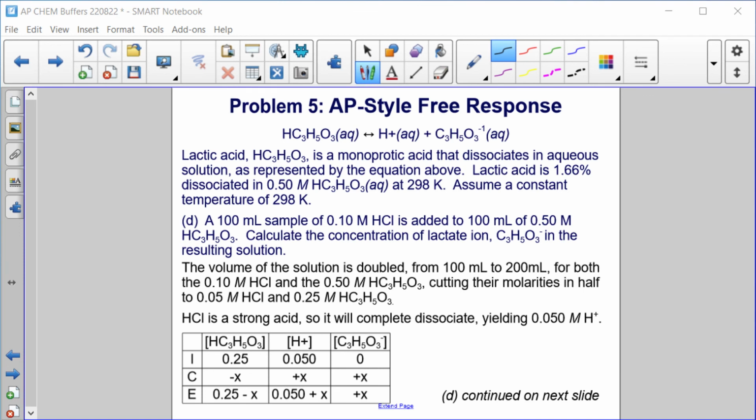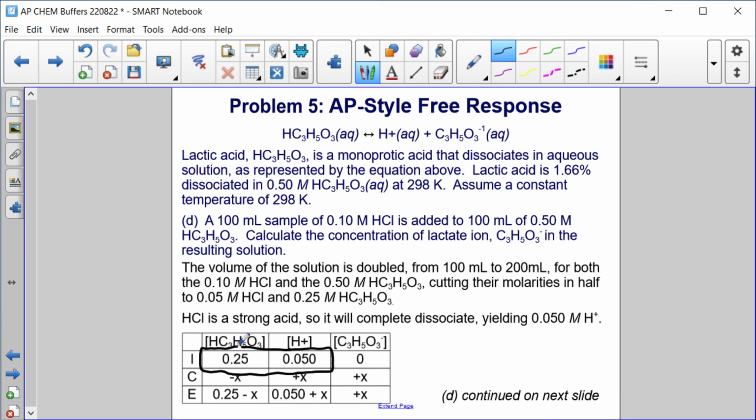Part D, a 100 milliliter sample of 0.10 molar HCl is added to 100 milliliters of 0.5 molar lactic acid. Calculate the concentration of lactate ion in the resulting solution. In this case, the volume of the solution is doubled from 100 to 200 milliliters for both the 0.1 molar HCl and the 0.5 molar lactic acid, cutting their molarities in half to 0.05 molar HCl and 0.25 molar lactic acid. So you can see those initial concentrations reflected there.